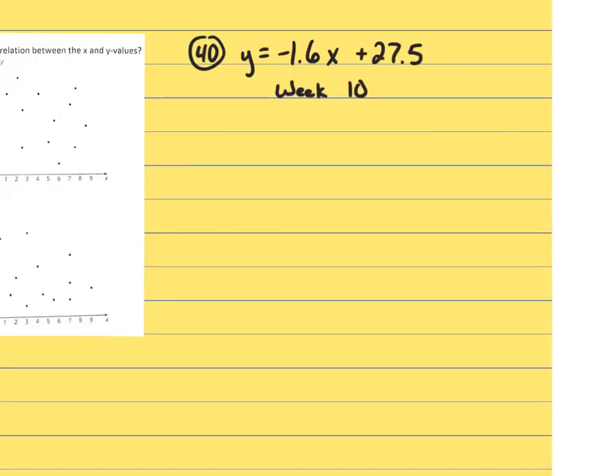Number 40, I have my equation, and I'm going to try to find out how many balloons for week 10. So I just need to plug a 10 in for my x. So on my calculator, I type -1.6 times 10 plus 27.5, and I cannot forget to round my answer to the nearest whole number, and I get 12 balloons.